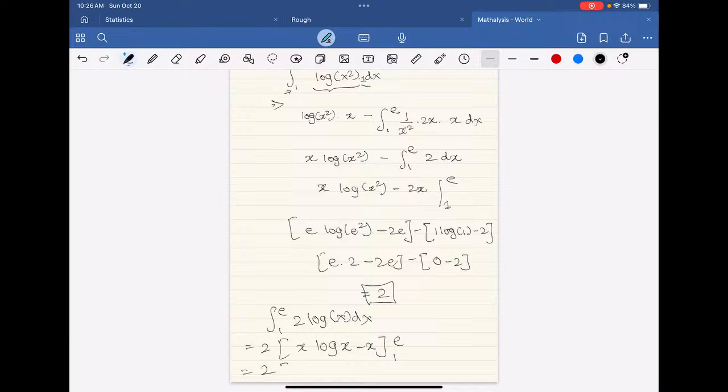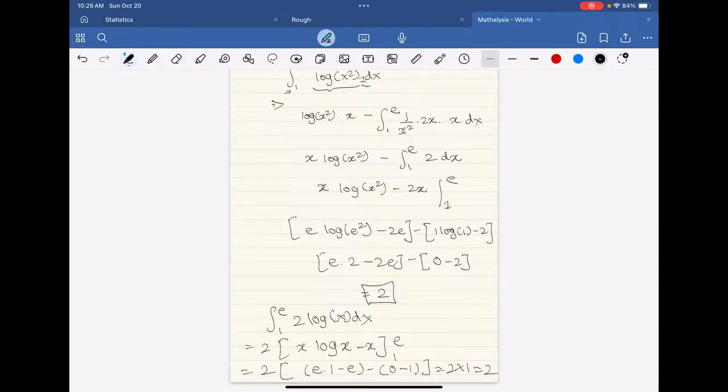That would have been 2, e log e will be e times log e will be 1 minus e, minus that will be 0 minus 1, so that will again be 2 into 1, which is 2. This is the same answer. So we get this answer, and this is how it's done.